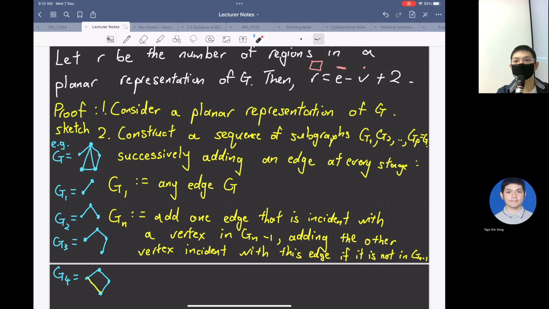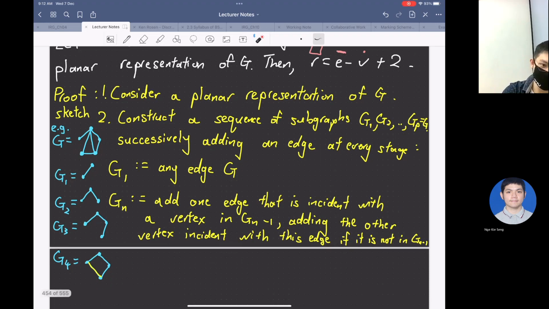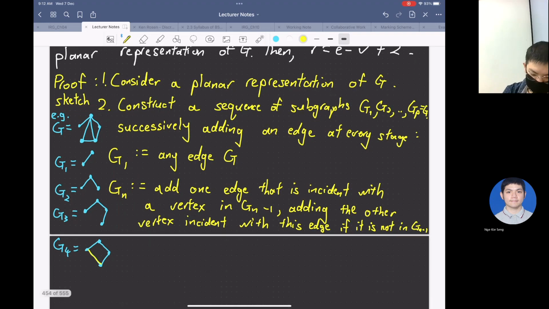Is it okay? In each step, we want to show that this formula holds. So we have to start from the base case. Is everyone following here? No question? Okay. So next, we have to prove by induction. We prove R equals E minus V plus 2 by induction.